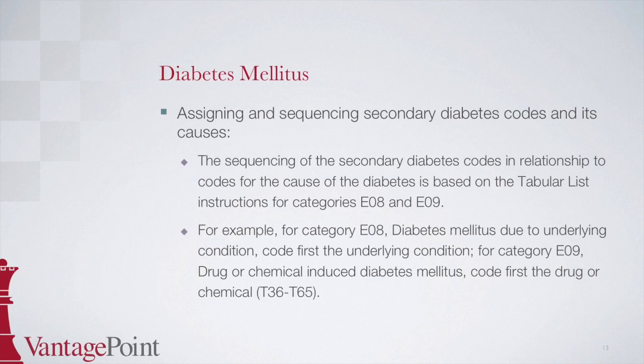Category E09 is drug or chemical-induced diabetes. If the patient was taking the prescribed amount of a medication and still developed diabetes as a result, which is known as an adverse effect, you would code the E09 category code first, followed by the adverse effect code. And you would locate the adverse effect code by going to the table of drugs and chemicals.